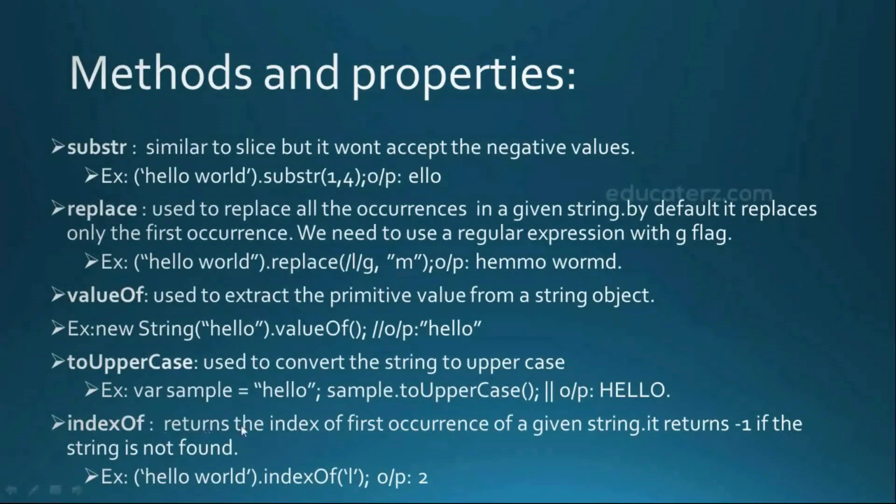indexOf returns the index of the first occurrence of a given string. It returns -1 if the string is not found. Let's say I want to find the first occurrence of the given value, I mean I want to find where this character has first occurred within the string. So to get that position, we can use this indexOf method. If it's unable to find that value within this string, it will return -1.